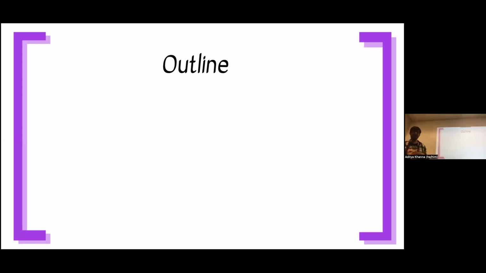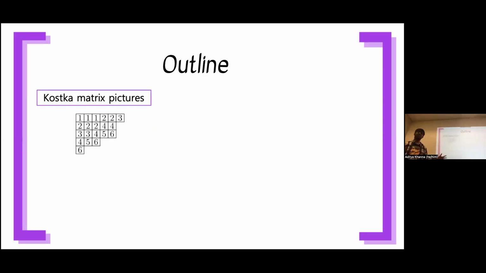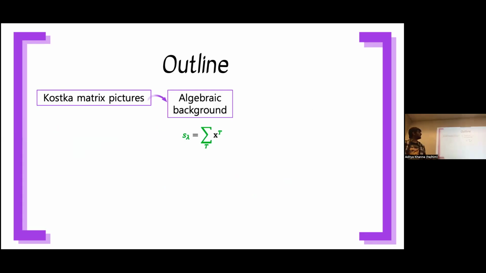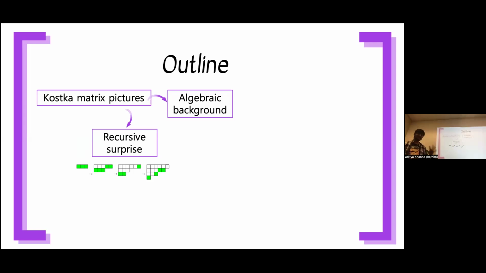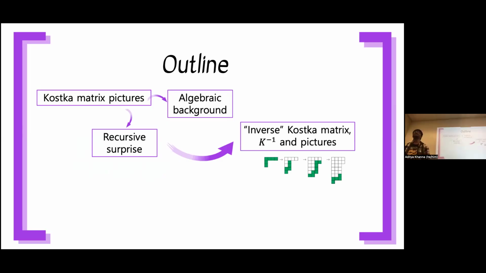But before that, I want to just tell you where we are going with this. Right? I have the Kostka matrix. I'll describe some pictures associated to it. Then I will tell you why we care about them, like what is the matrix mapping between. Then we'll see some recursion. And that recursion will actually allow us to construct an inverse in some sense.